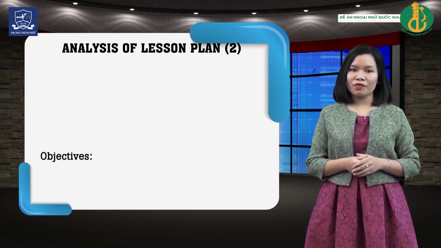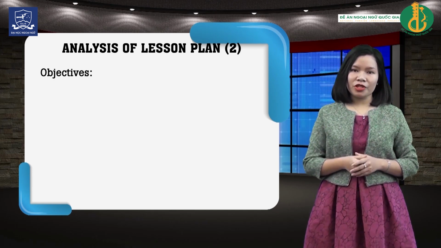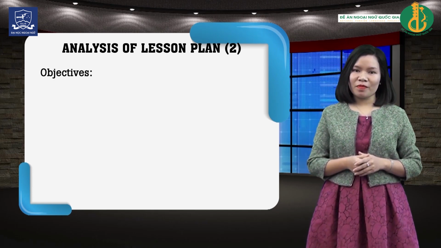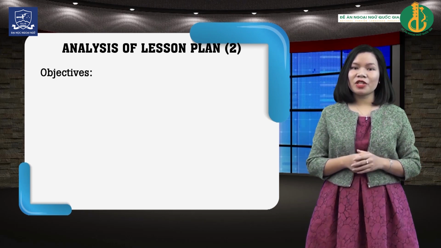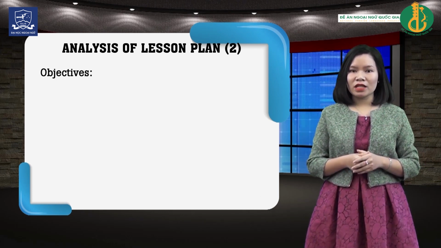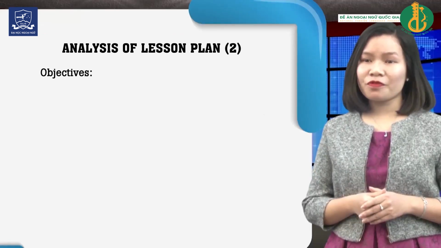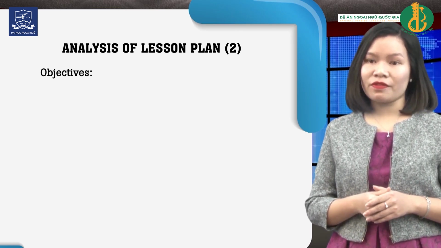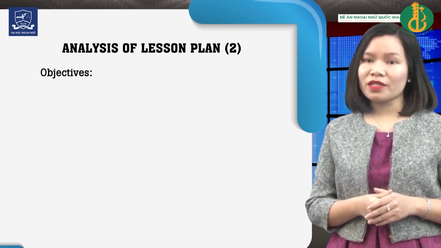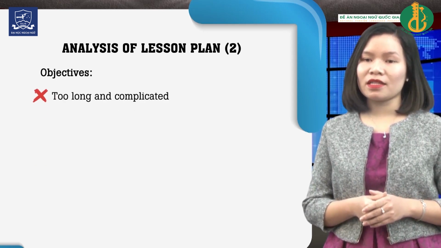Here is the objective written by the teacher: To develop strategies to read for specific information and to use some new words in context, such as boarding school, international school, and creative students. What's your first impression? This objective is relatively well defined, but the way it is written is a bit confusing because it's too long and complicated.